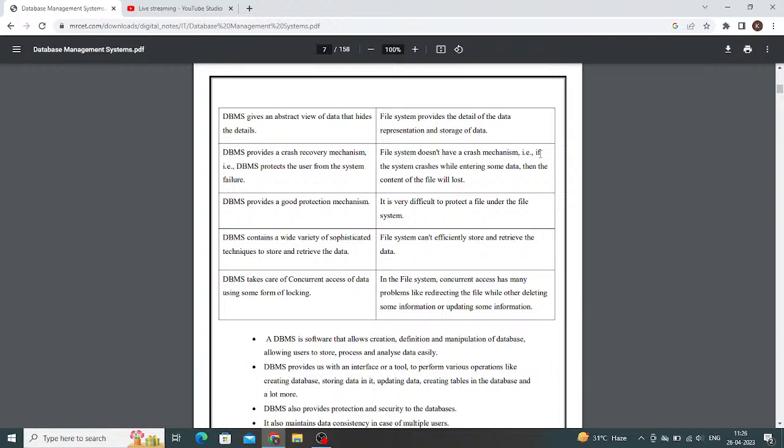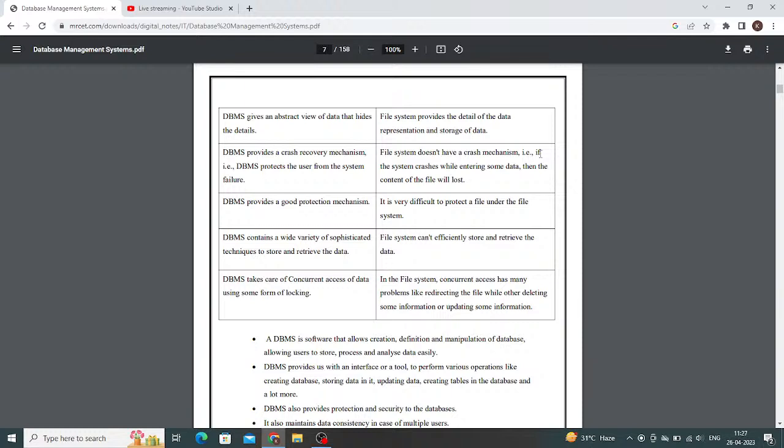DBMS provides a crash recovery mechanism. Therefore, DBMS protects the user from system failure. Like you are generally storing your data, and in between, your system fails, so it saves that data, and you can easily recover that data in future. But a file doesn't have any crash recovery. If the system crashes while entering some data, then the content of the file will be lost.